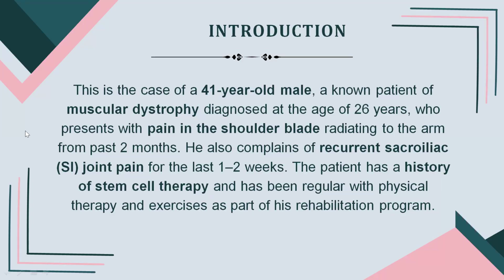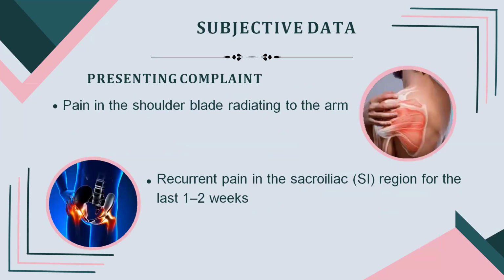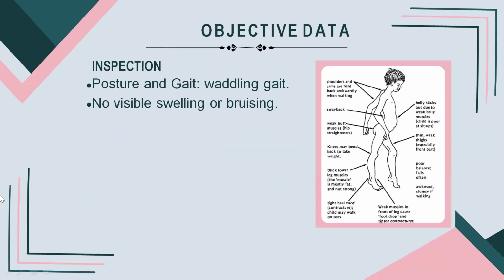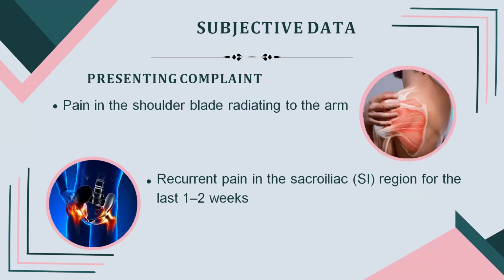Our case study today focuses on a 41-year-old male diagnosed with muscular dystrophy at the age of 26 who presented with shoulder blade pain radiating to the arm and recurrent sacroiliac joint pain. Let's go through the case systematically.